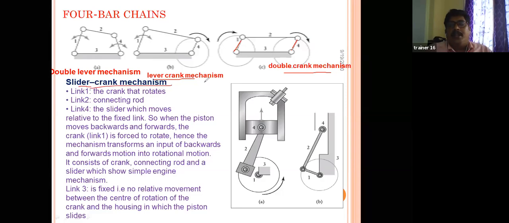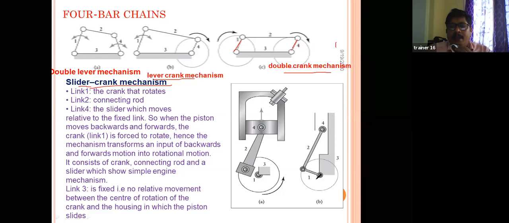All of you know the slider crank chain mechanism, right? If you observe clearly, it is a four-bar chain mechanism. The four links are there, right? See here, if you observe clearly, this is the crank, one link, and this is the second link. And the third link is here, it is a fixed link. The third link is fixed. And this is the fourth link, that is sliding.